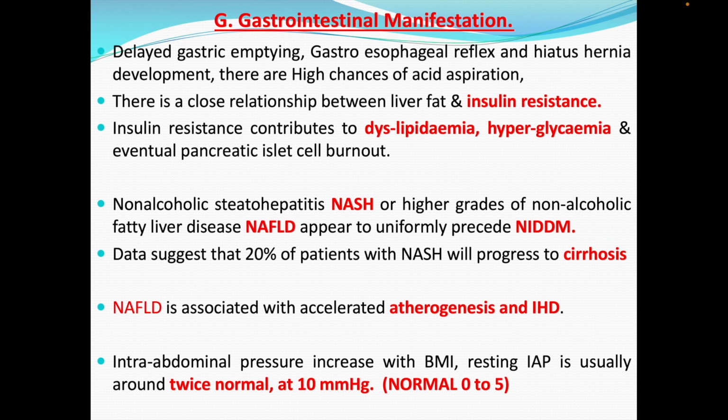Gastrointestinal manifestation: delayed gastric emptying, gastroesophageal reflux and hiatus hernia development. There's a high chance of acid aspiration in these patients. We should be careful during induction.